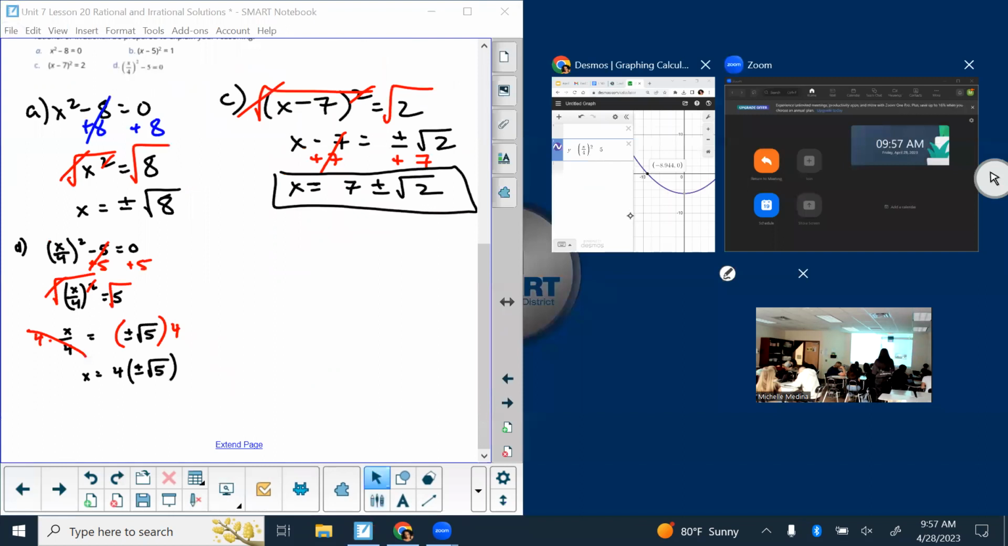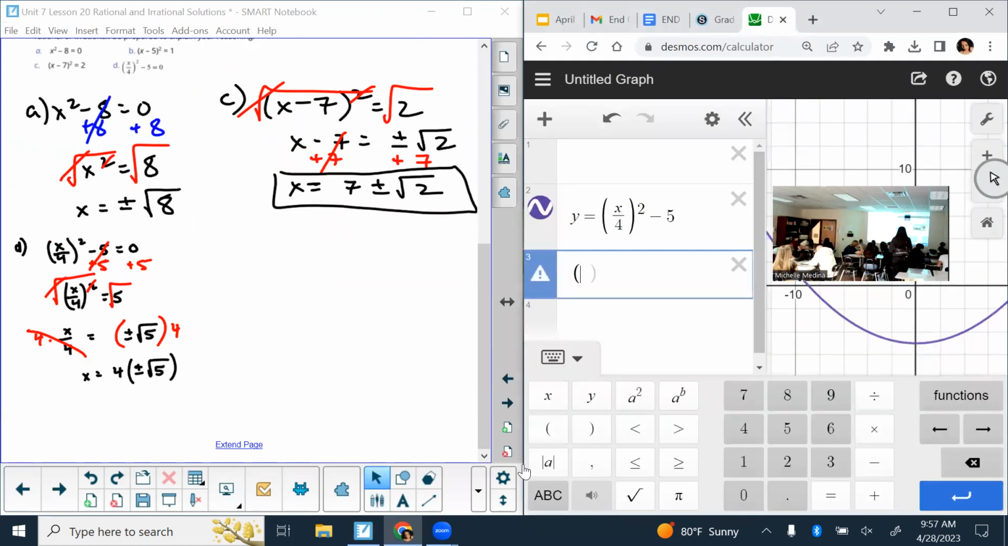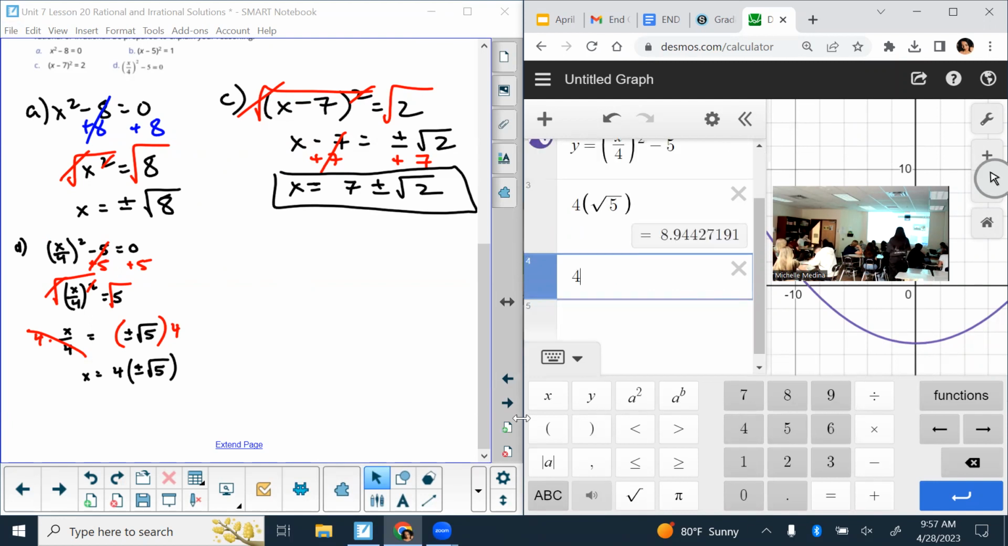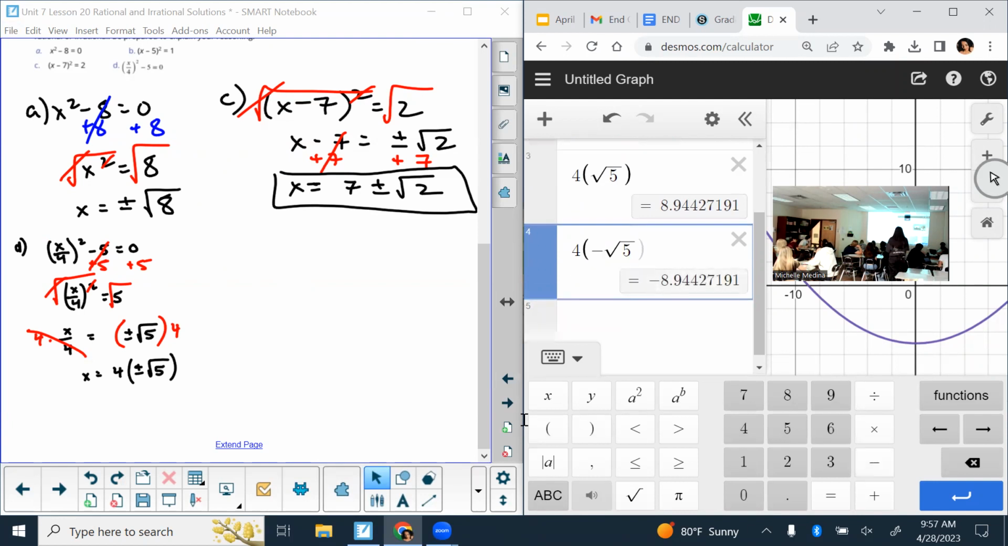And if I type that in, you probably could put a plus or minus in, but I'm not going to. 4, and then the positive square root of 5 multiplied by it does give us that we talked about. And then if I just make it negative, now it's the negative. Okay, so if you're having to solve, you can check your answers with a graph. That is the whole point of this lesson.